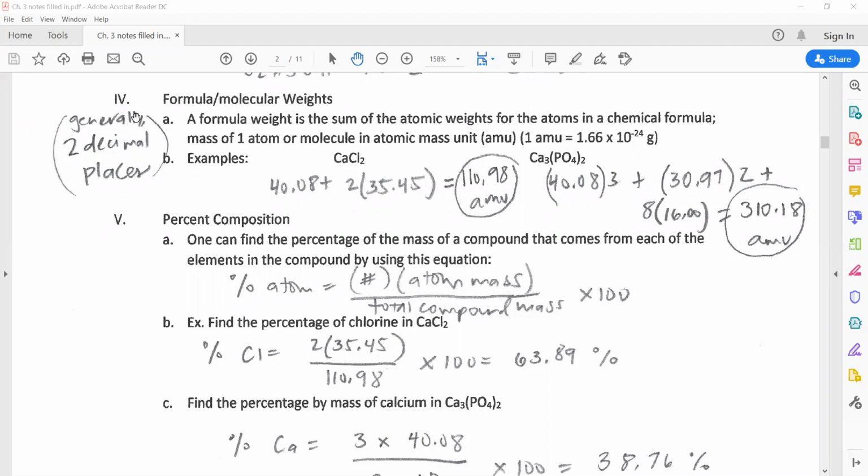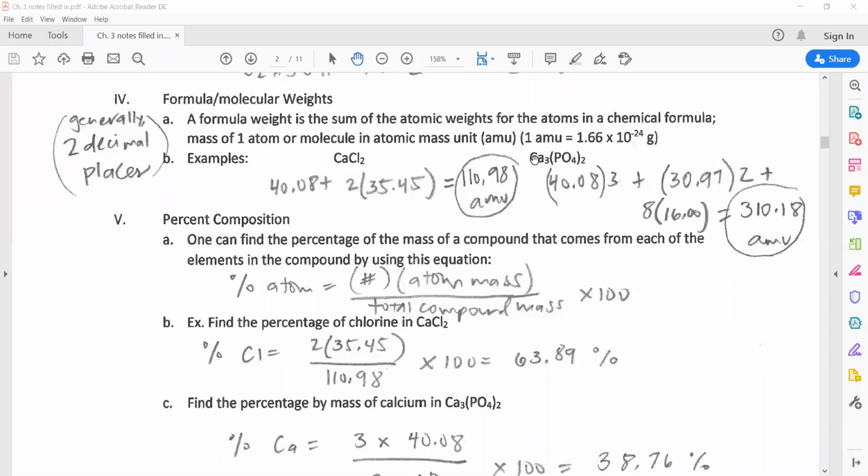So here, we're always going to round to 2 decimal places. So you go to the periodic table, calcium is 40.08. There's only 1 calcium in the formula, and there's 2 chlorines, so I'm going to do 2 times 35.45. We add these together, and our total comes out to be 110.98. Once again, we're going to keep 2 decimal places.